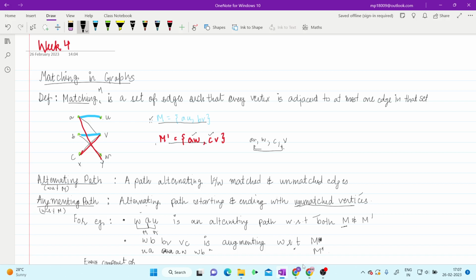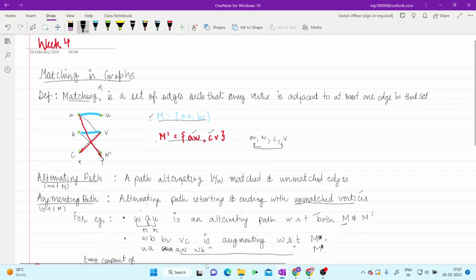So we see U, A, W, and W, B. This will be an augmenting path with respect to M prime, because of the same reasoning. And similarly, W, B, B, V, and V, C, this will be an augmenting path with respect to M.